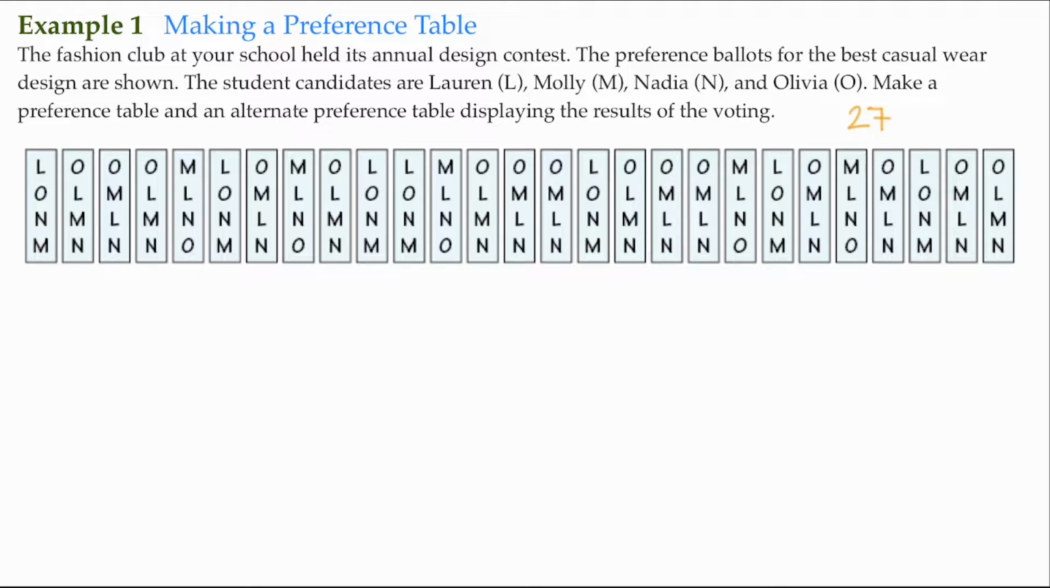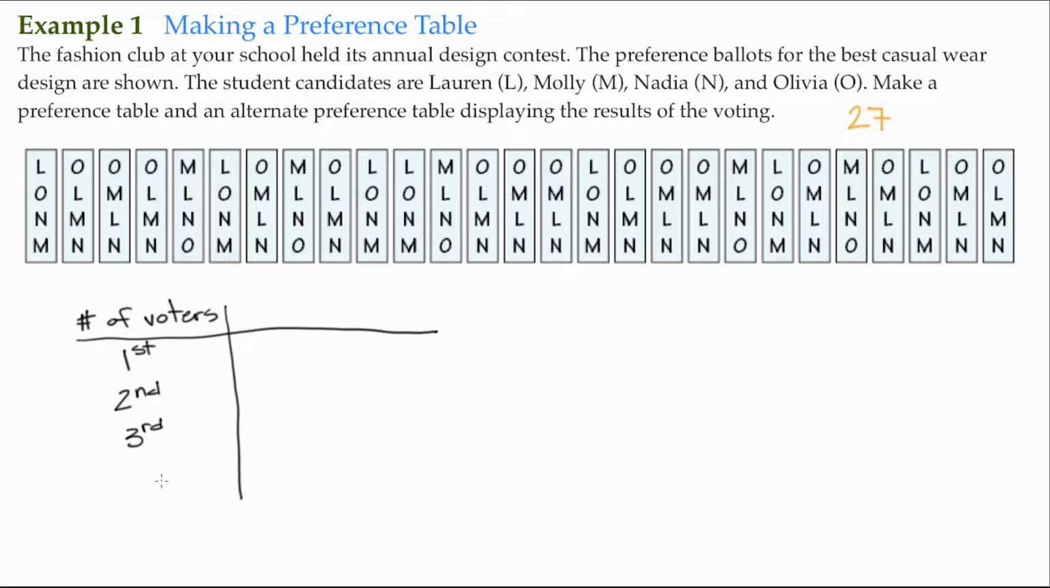So to summarize all this, I'm just going to put here the number of voters. In total, there were 27. And then over here is the ranking. So we have our first choice. Here's our second choice, our third choice, and then our fourth.